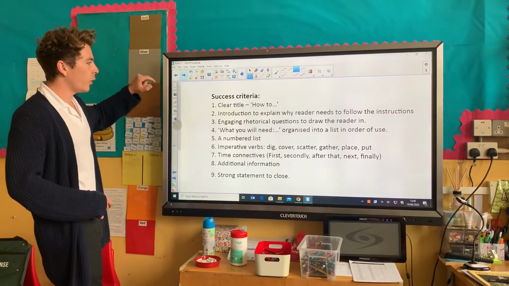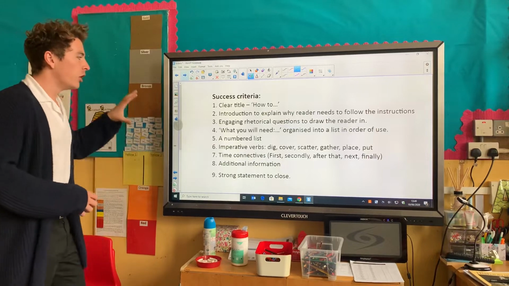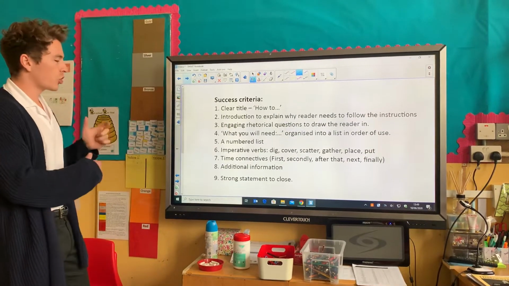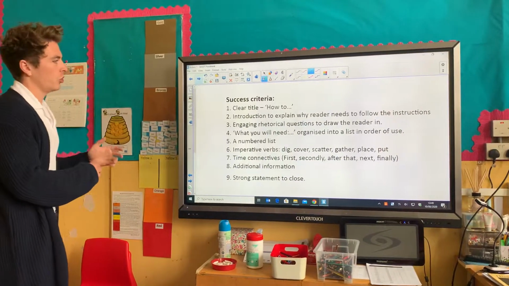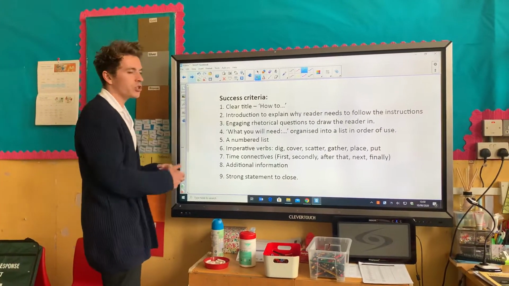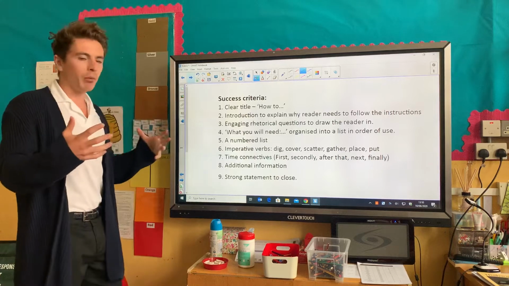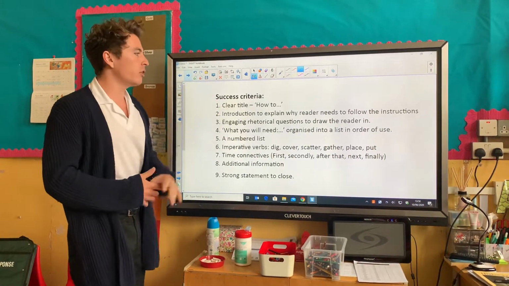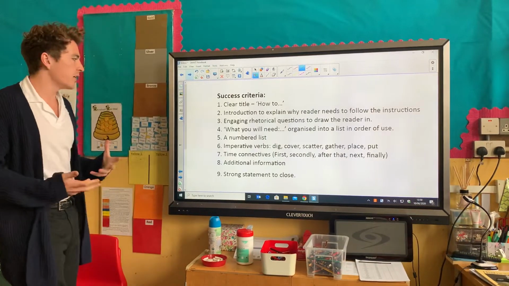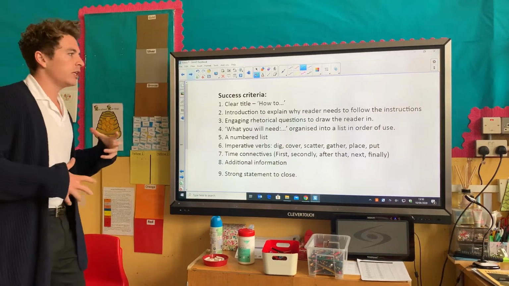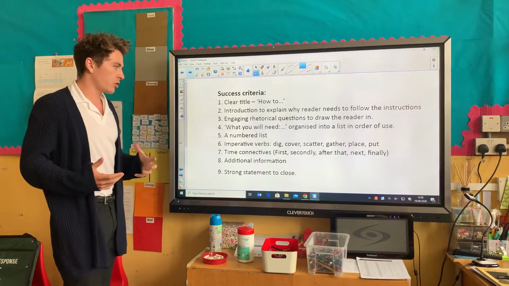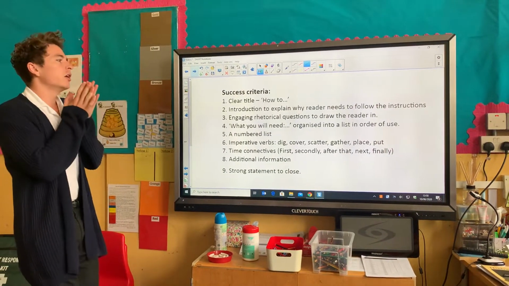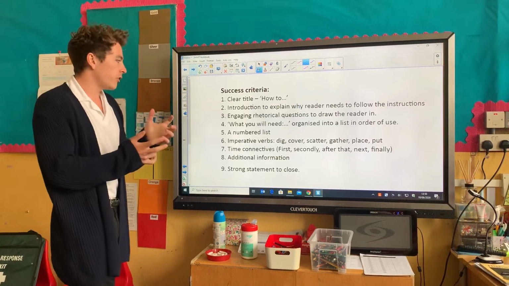I'm going to have a quick look at our success criteria. Now it looks like a lot, but actually some of this will only come in your introduction, or it kind of runs chronologically. So first of all, you need your clear title, how to, and you can come up with your own title. The introduction explains why the reader needs to follow it. So you're kind of persuading the reader here, almost, the value of your instructions, okay? Also in your introduction, rhetorical questions to draw the reader in.